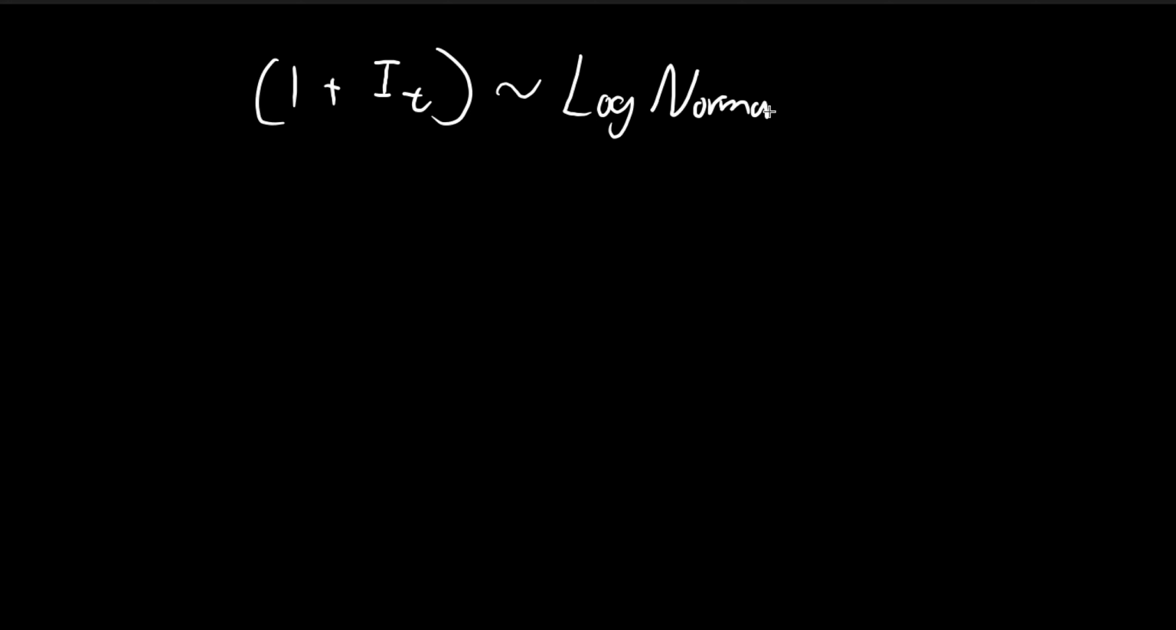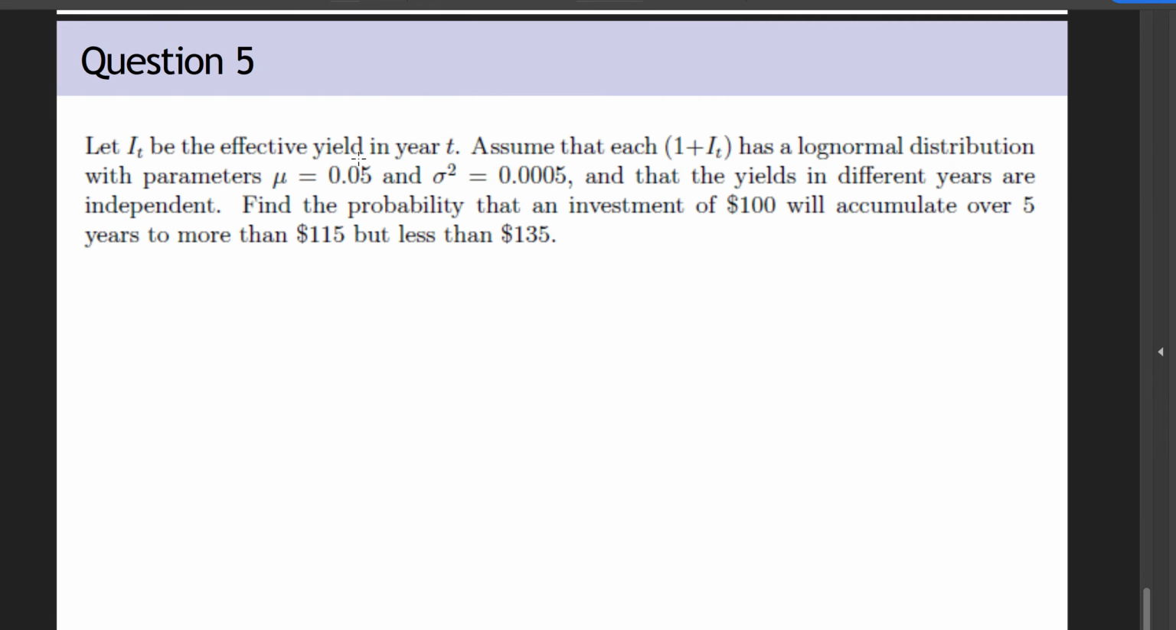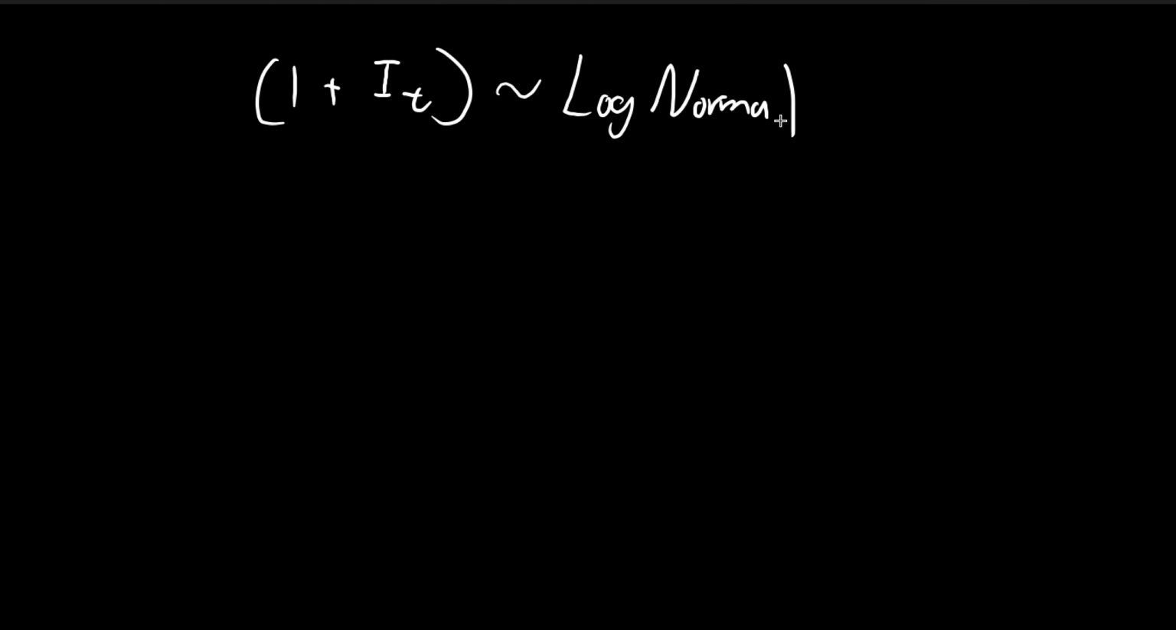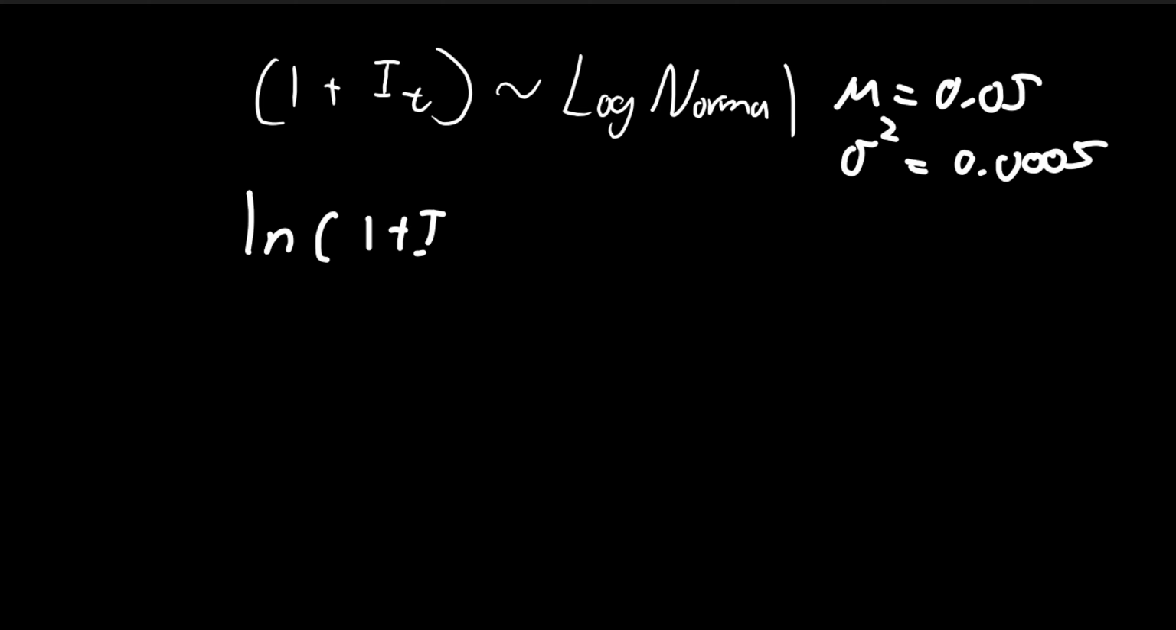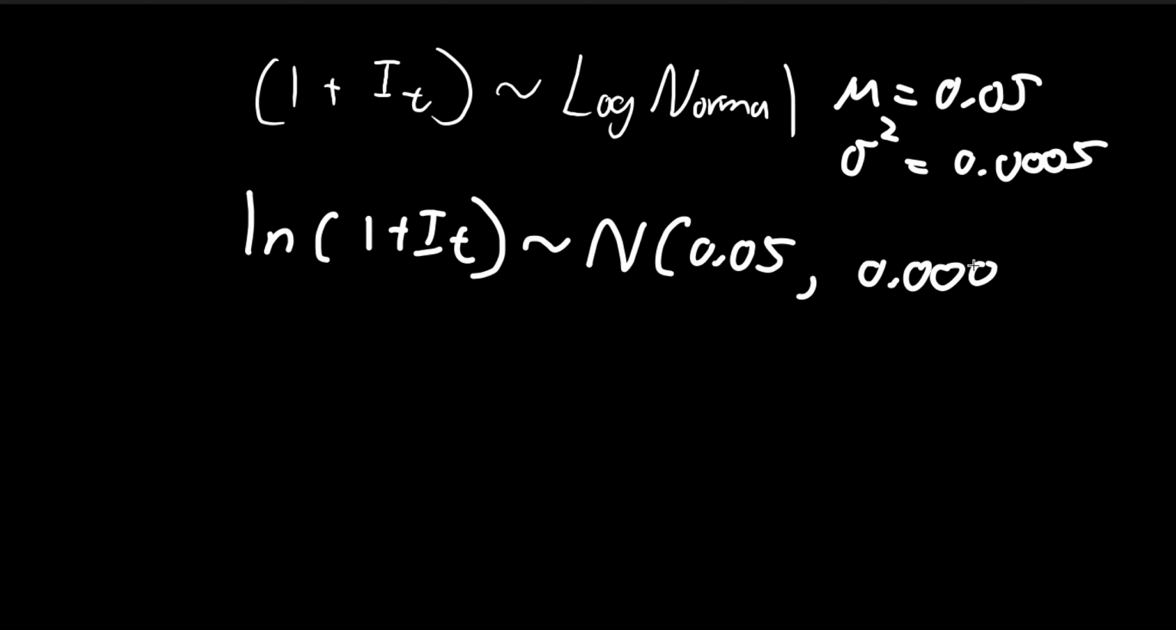We're going to model this as a random variable, but this time it's going to follow the log normal distribution, with parameters mu equal to 0.05 and sigma squared equal to 0.0005. And as you know from the lecture notes, if this is log normal, then if I take the natural log of this, it is going to be the normal distribution with a mean of 0.05 and a variance of 0.005.